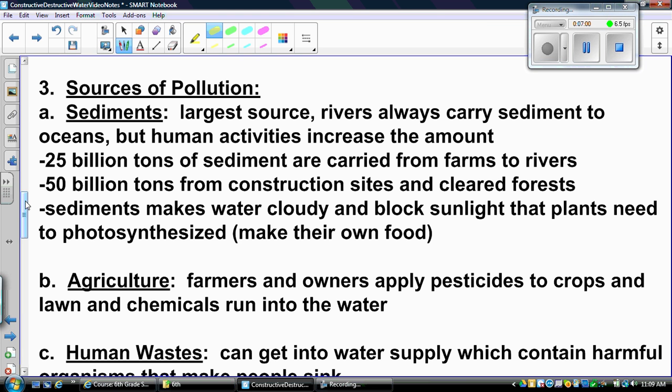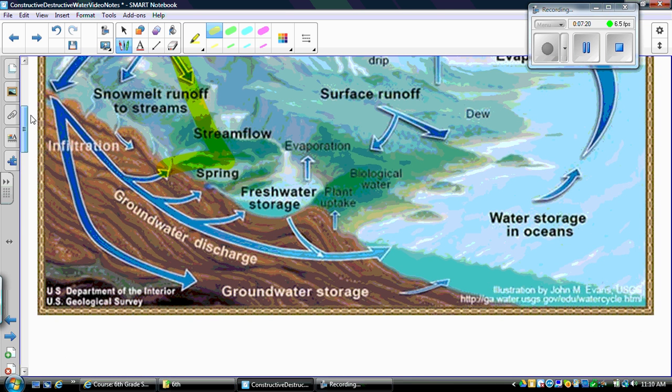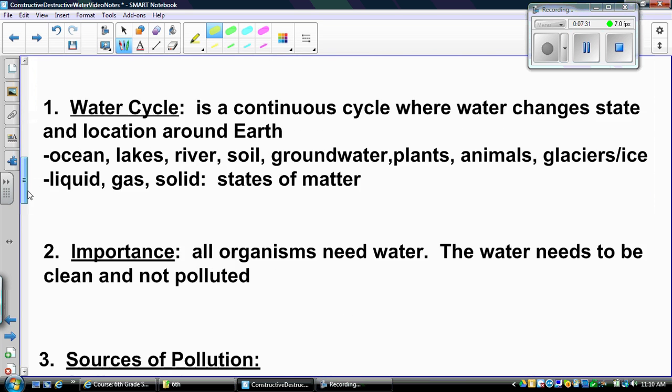Another source of pollution is agriculture. Farmers and homeowners apply pesticides to crops and lawns, and those chemicals get into our water supply. If you spray pesticides on plants, that chemical will seep into the soil, into our groundwater. And remember, if we look at our picture back up here, that groundwater goes back into a spring or a stream or a freshwater storage like a lake or a pond. So that pollutes our water when that happens.